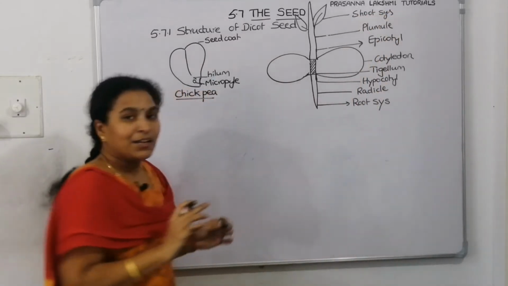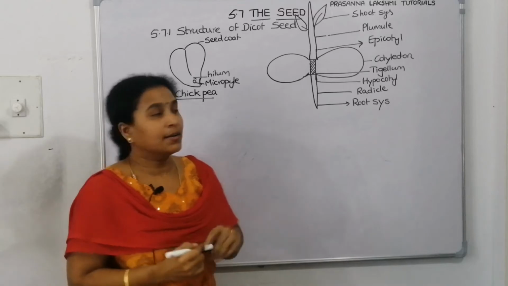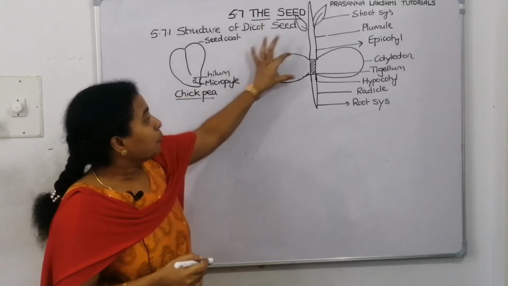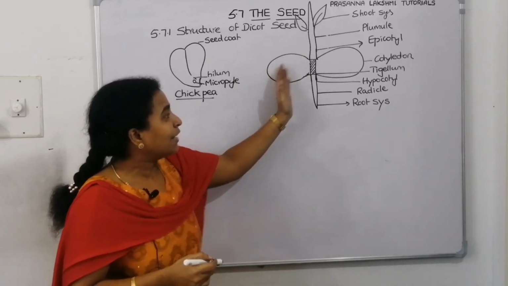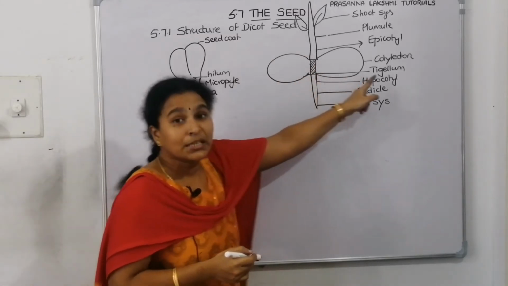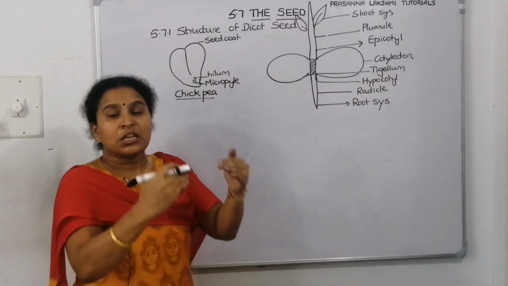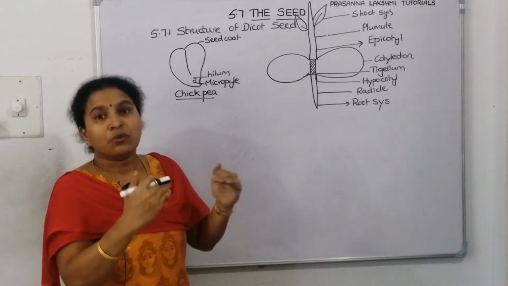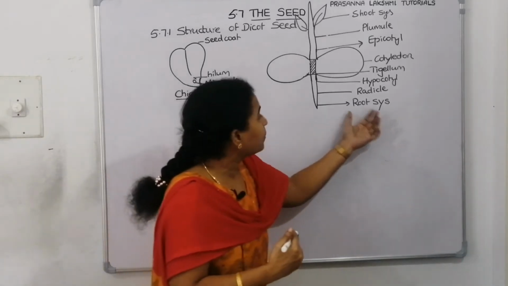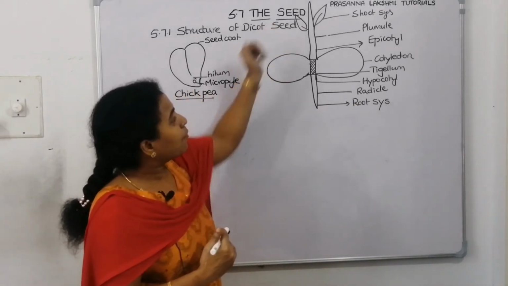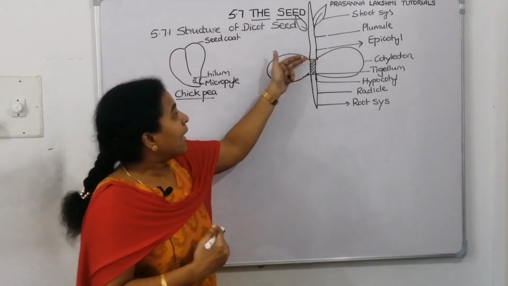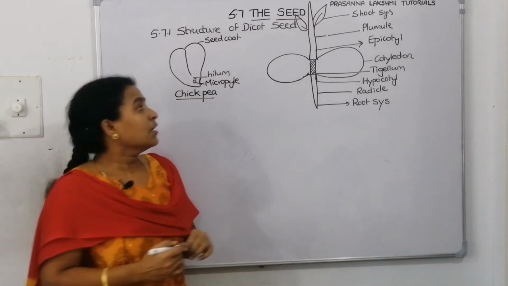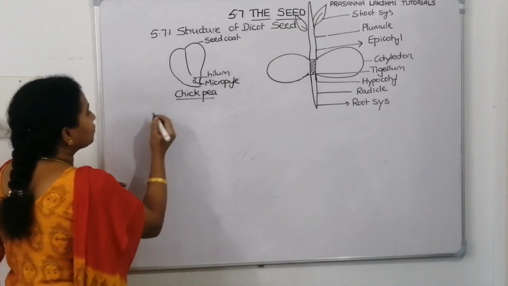Now, when you open a dicot seed and see, it is having 2 cotyledons on either side and it has an embryonic axis at the center. The portion of the embryonic axis which is attached to the cotyledons is called tigellum. The portion below the cotyledons is called hypocotyl. Hypocotyl develops into radicle. Radicle will make the root system. The portion above the cotyledon is called epicotyl. Epicotyl will develop into plumule and plumule will make the shoot system, right? So now these are the parts of the dicot seed.